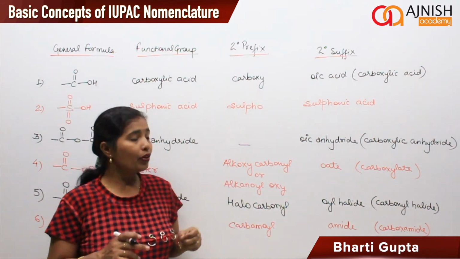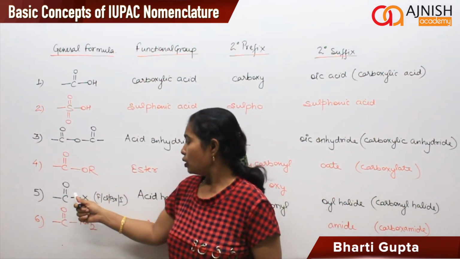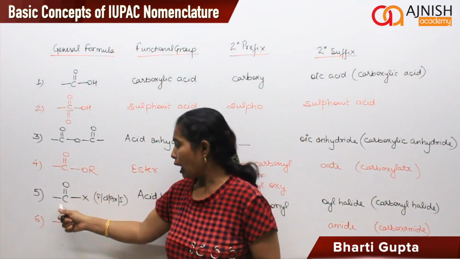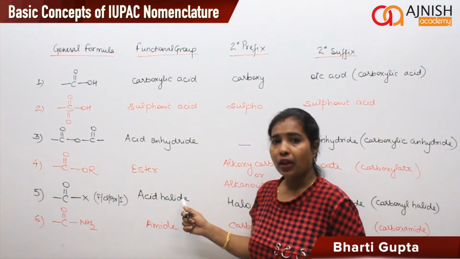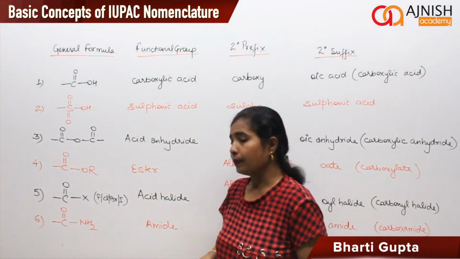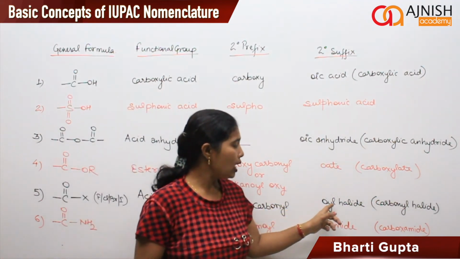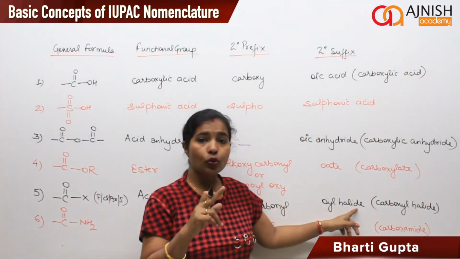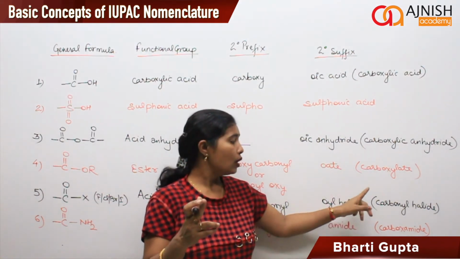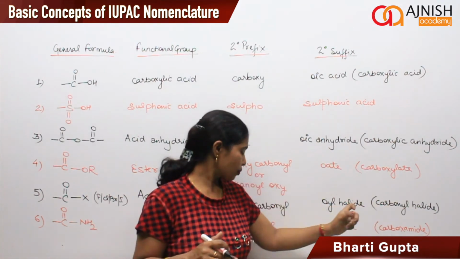Moving to the next, if the functional group is acid halide, COX, if to the carbonyl group, the CO group, a halogen is directly attached, then the functional group is acid halide. And acid halide, when present as the main functional group, is written as oyl halide after the word root and primary suffix, or in some cases as carbonyl halide.